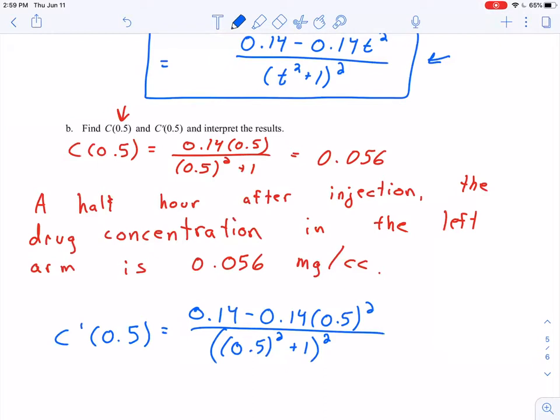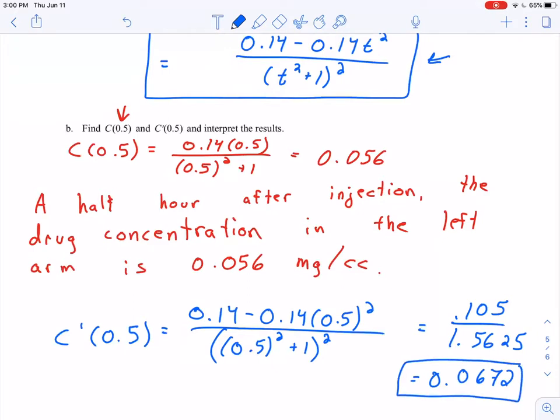So let's see, in my numerator I've got 0.105. In my denominator, let's see, I have 1.5625. So 0.105 divided by 1.5625 gives me 0.672. Oops, 0.0672, excuse me, I missed a 0. 0.0672. So now I want to be able to talk about, what does this quantity represent? What does it mean? What is it trying to tell me?